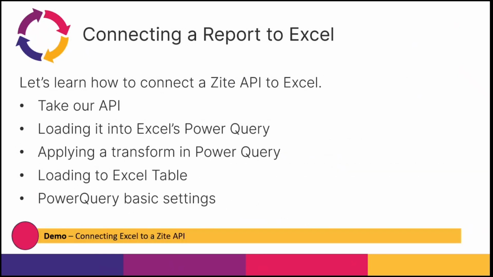Okay, so we've covered that. As I said, what we're going to do now is take our report and connect it to Excel. I'm going to show you some of the optional settings you have in Zeit for that, and some of the basic settings you have in Excel, since that's often what we're using. And then I think that should cover the basics for working with APIs.